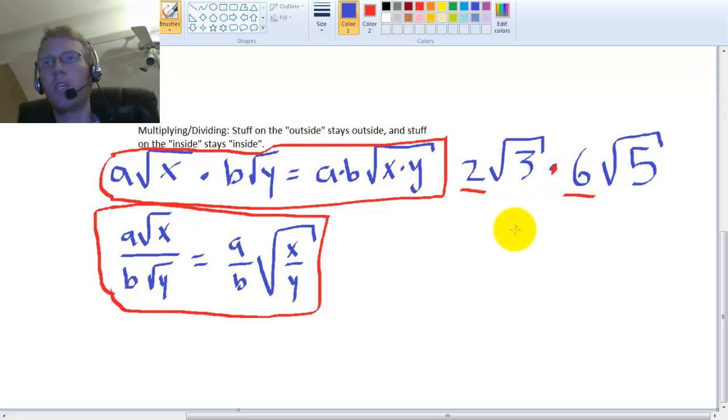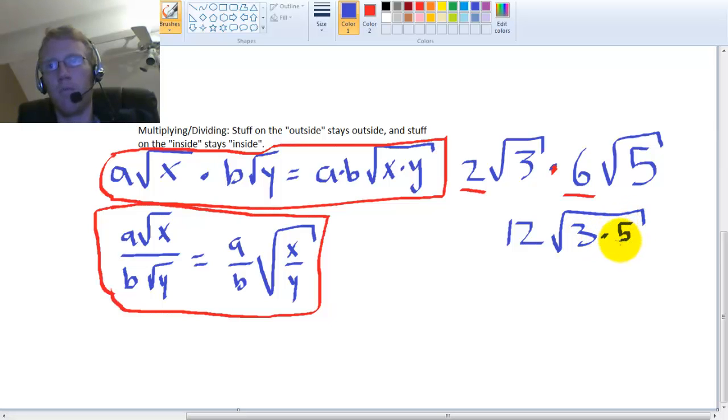So what's 2 times 6? 2 times 6 is 12. Okay. Stuff on the inside stays on the inside. What's on the inside of this radical? A 3. What's on the inside of this radical? A 5. So underneath the radical, I have 3 times 5, which is the same as 15. So 2 root 3 times 6 root 5 is the same as 12 root 15.